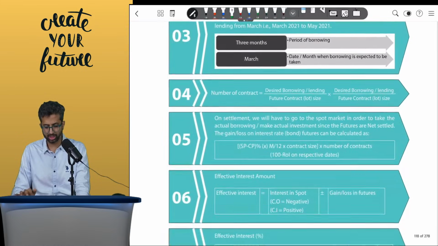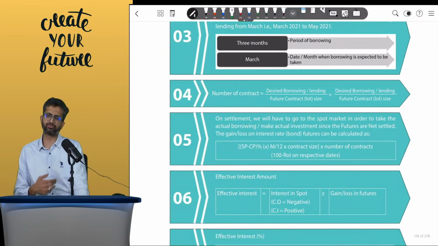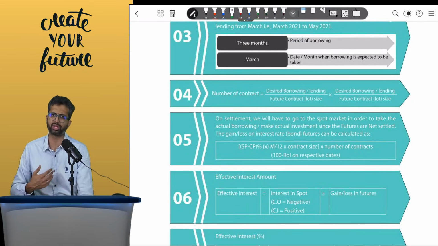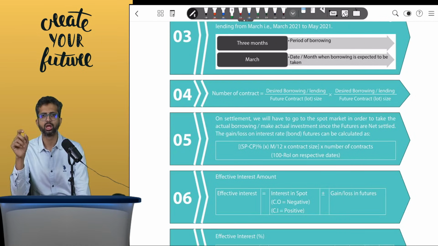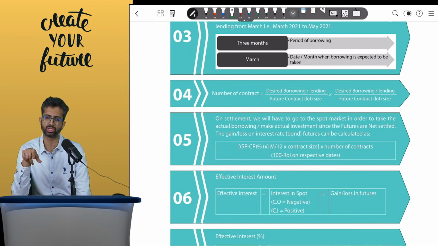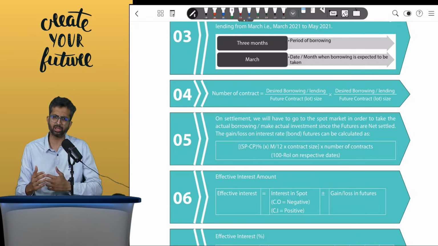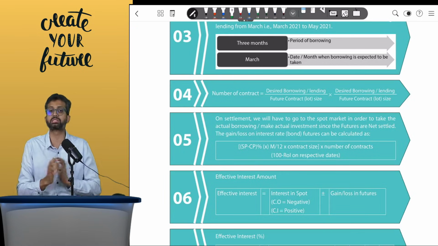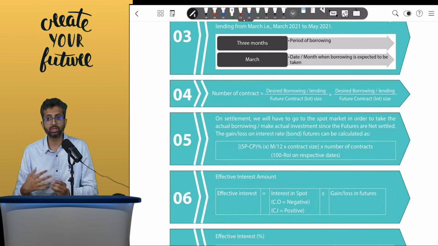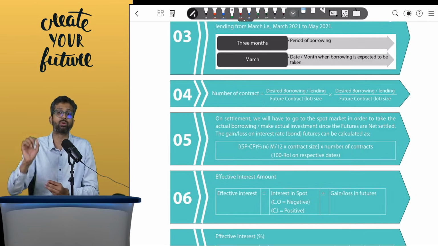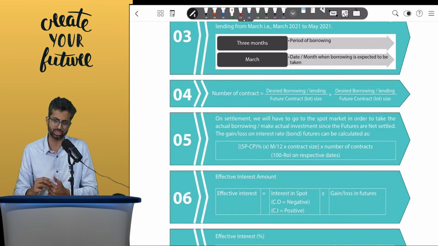For the settlements, before that you need to find the number of contracts. In the number of contracts calculation, you will take the loan amount into the number of months of the loan, divided by the futures contract size into the number of months on the futures, and that will give you the number of contracts. Then you will look at the settlement, which is the selling price minus cost price. Over here, this is the notional bond price in percentage into the contract size into the number of contracts. While doing this, you need to remember that you multiply by the time period as well, because this is an interest rate adjustment which is to be done.